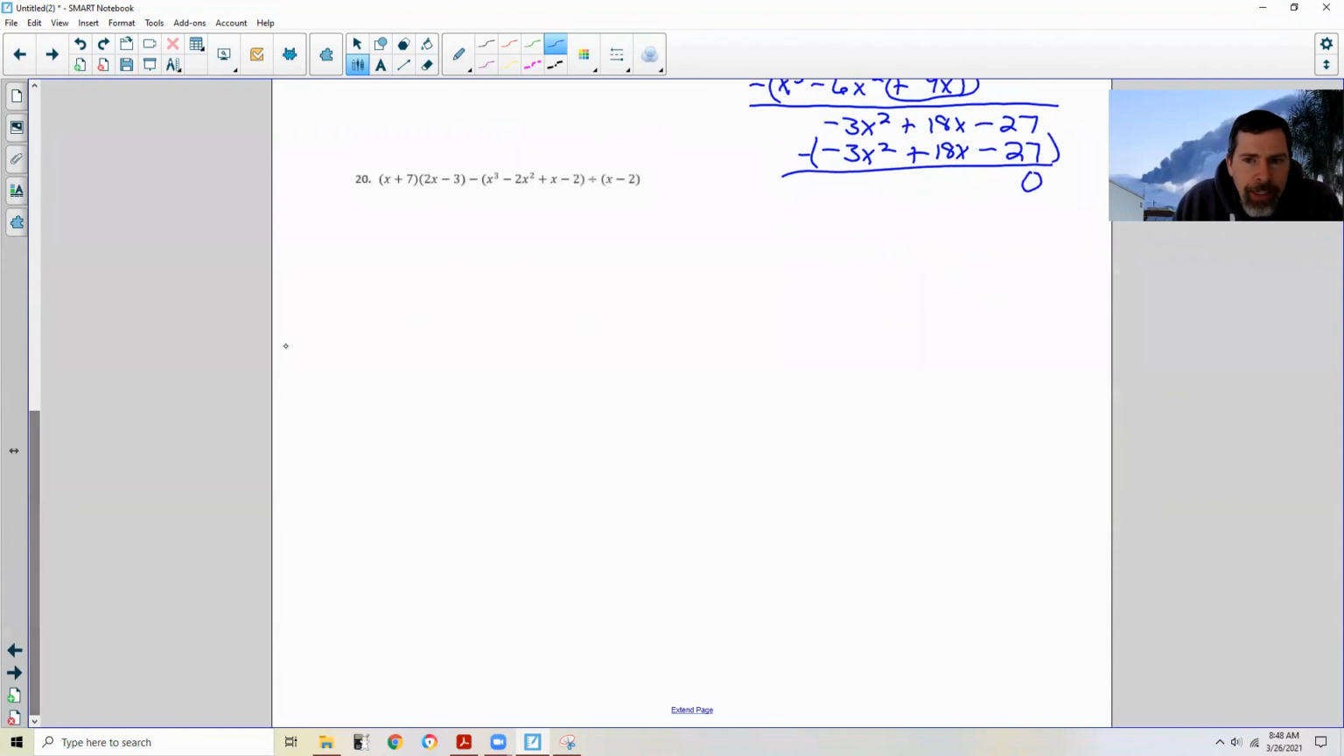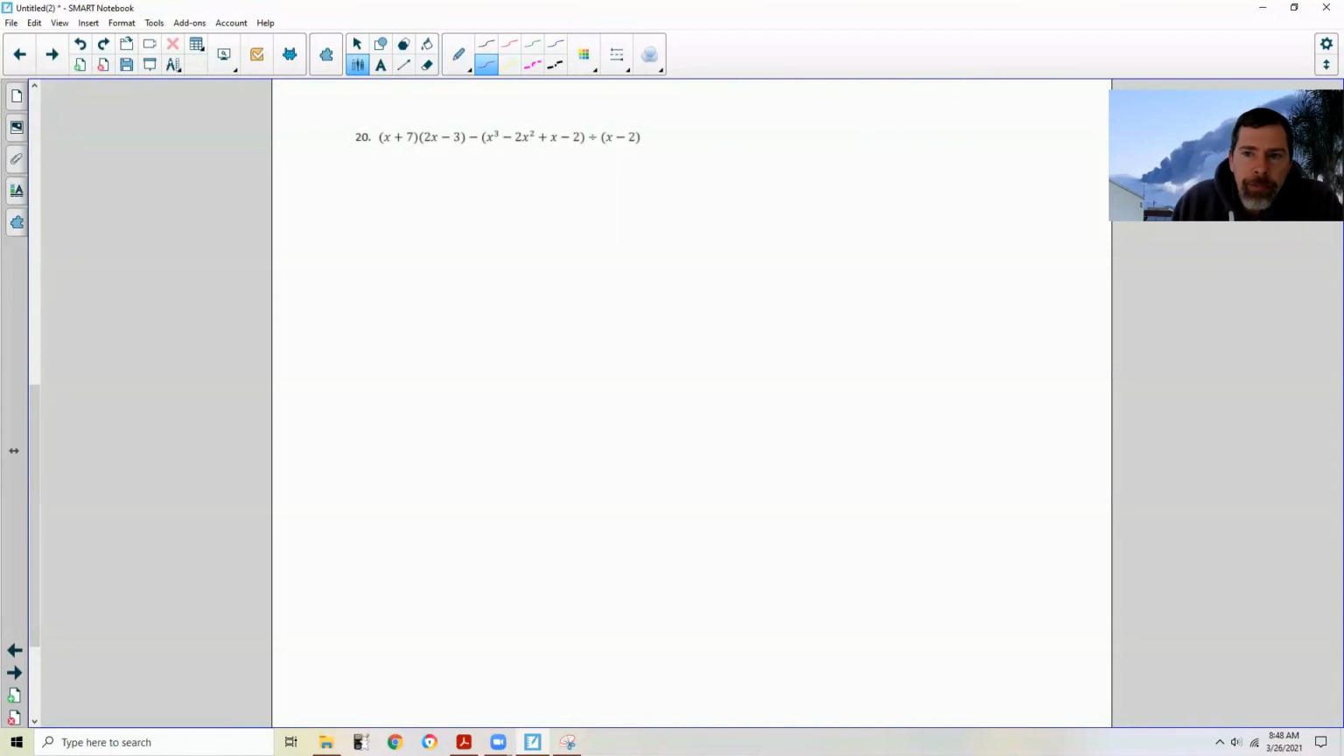Okay, last one. Okay, I'm going to write this again. GEMDAS. Grouping. X plus 7, can't do anything. 2x minus 3, no like terms. X cubed, x squared, x, constant, no like terms. X minus 2, no like terms. Grouping's done. Exponents outside, nope, done.